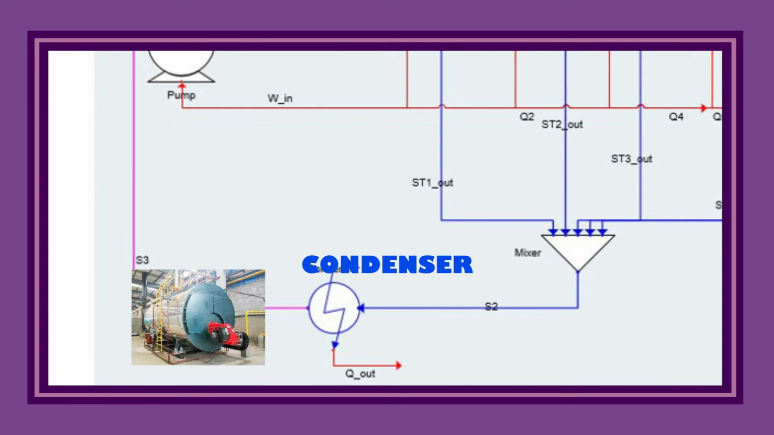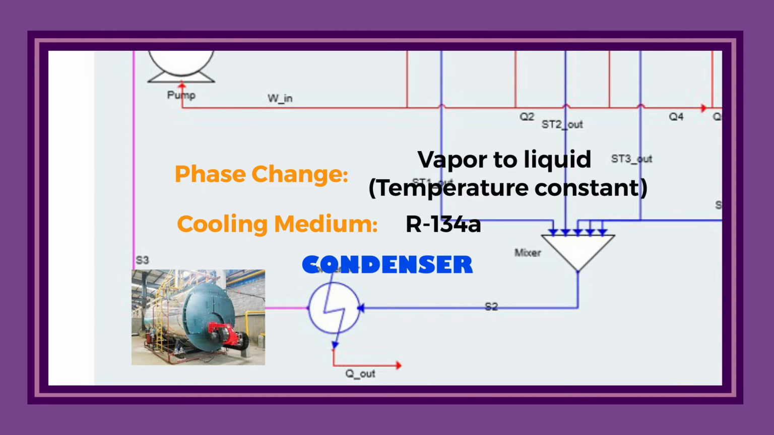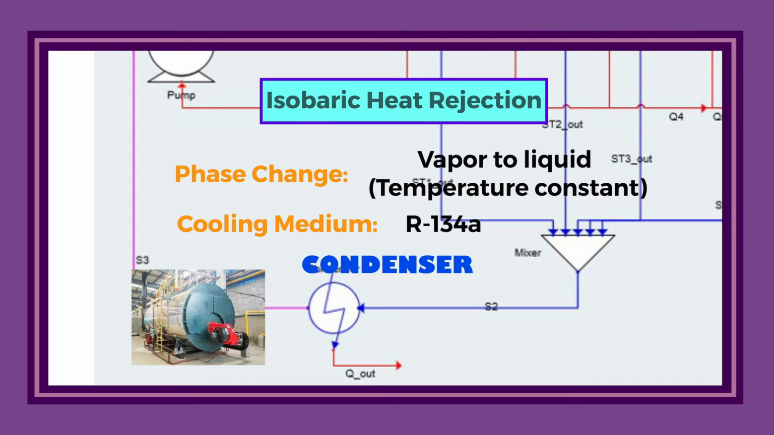Then, we have a condenser with R134A as the cooling medium. Here, the heat from the working fluid will be removed to the cooling medium by the condensation process. Due to the phase change from vapor to liquid, there is no temperature change of the water. This condition is really important when we are going to design the condenser. The thermodynamic process involved here is isobaric heat rejection.